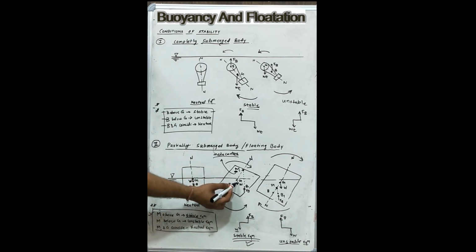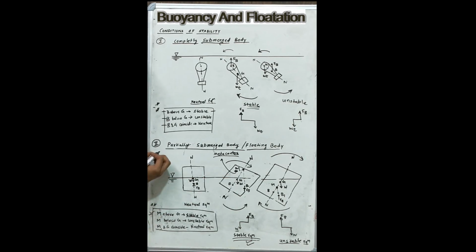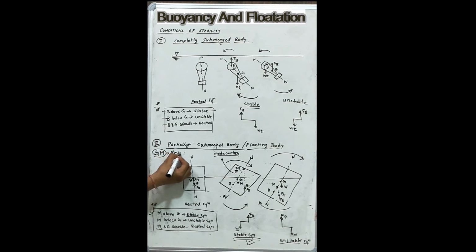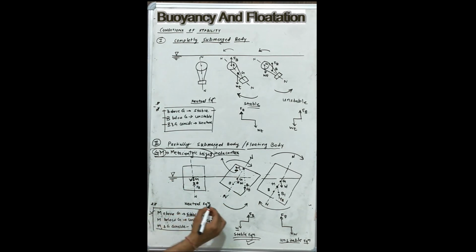Now you can see over here, what is G? G is the center of gravity. M is what? Metacenter. And the distance between G and M is called the metacentric height. So when the metacentric height GM is positive, it is stable equilibrium.